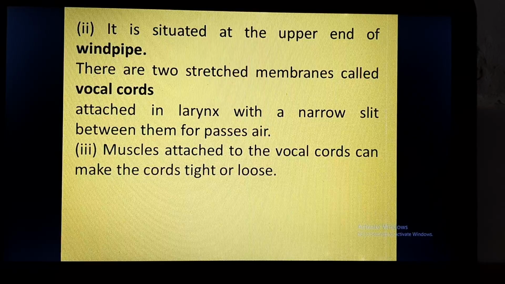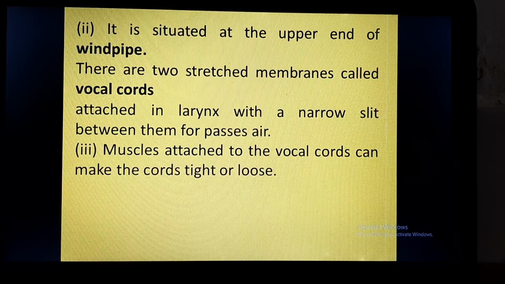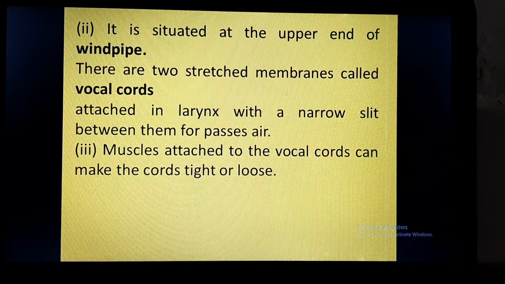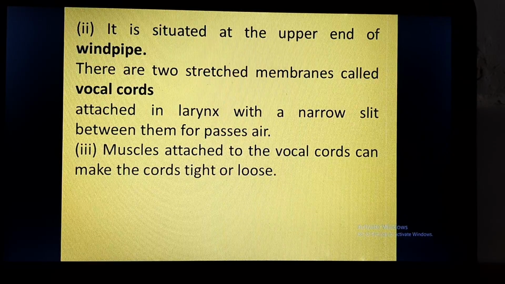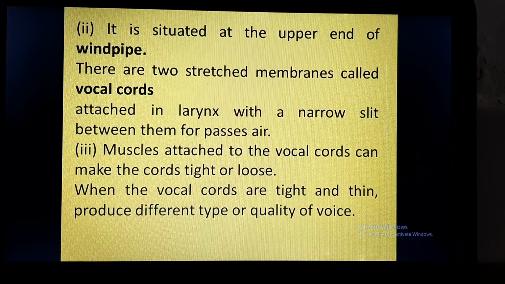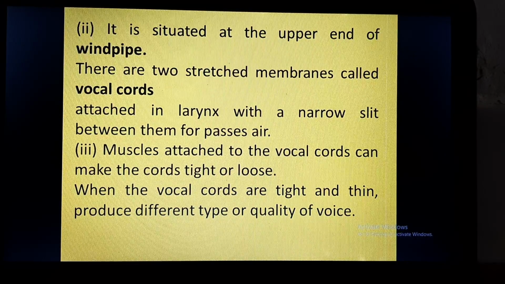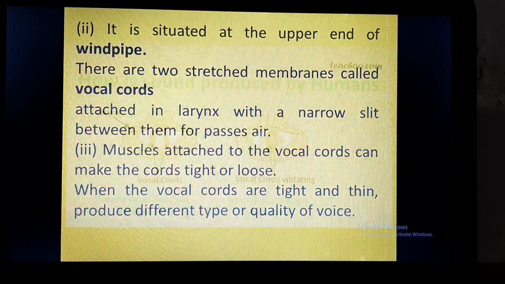Now muscles attached to the vocal cords can make the cords tight or loose. So these stretched vocal cords can be made tight or they can be made loose with the help of muscles which are attached to them. So when the vocal cords are tight and thin, they produce a different quality of voice.